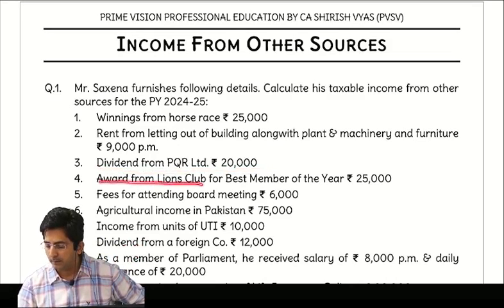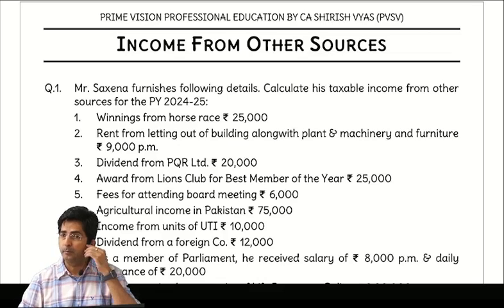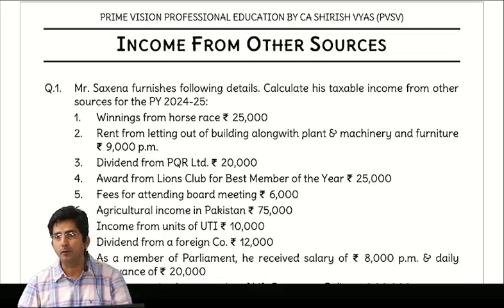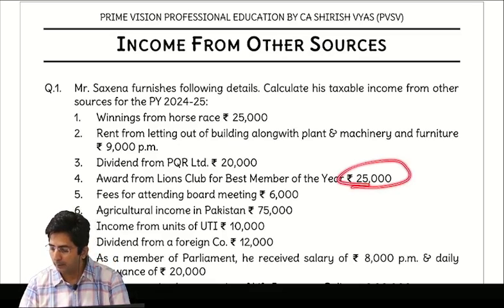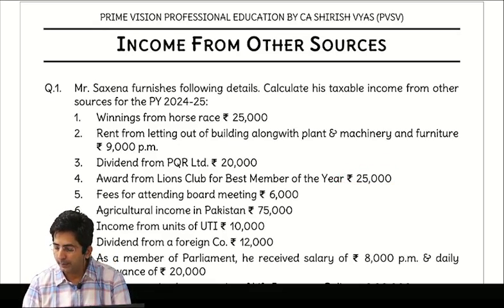Award from Lions Club. See, an award is exempt only if it is from the government. But this is not from the government. This is Lions Club, so it will be taxable. So you will write this amount in the outer column. Okay. Then fees for attending board meeting.